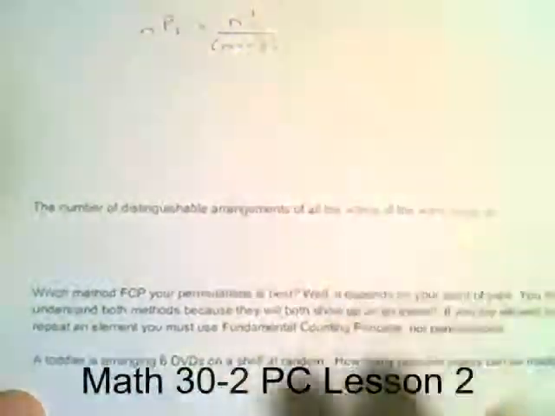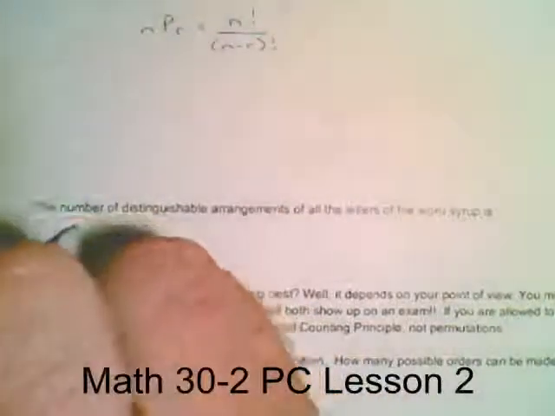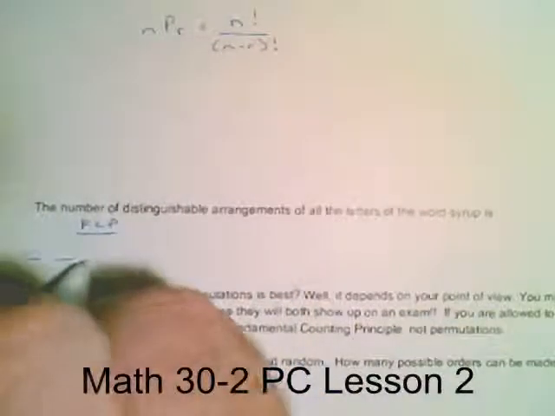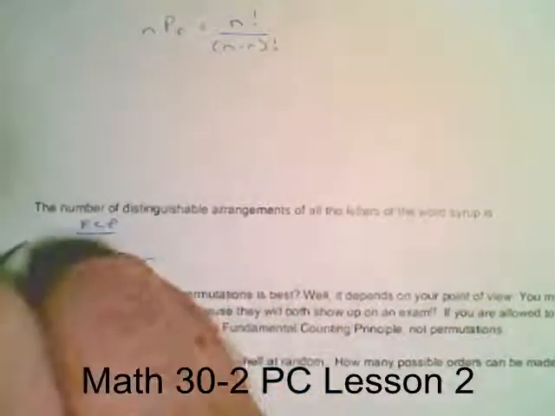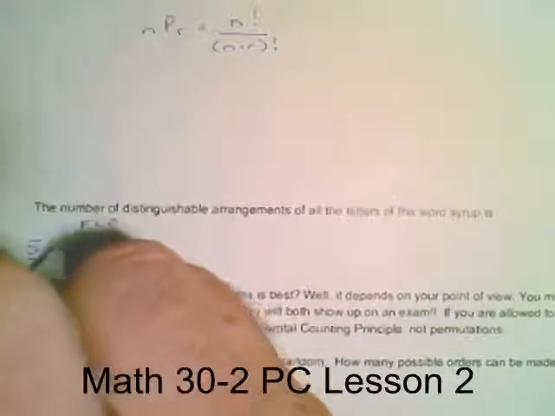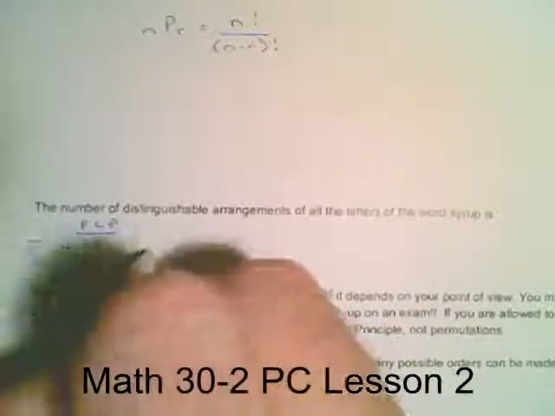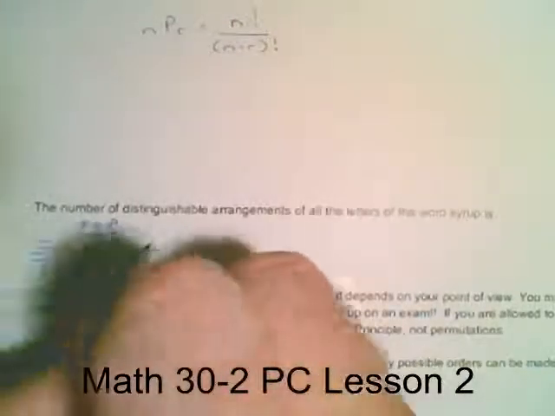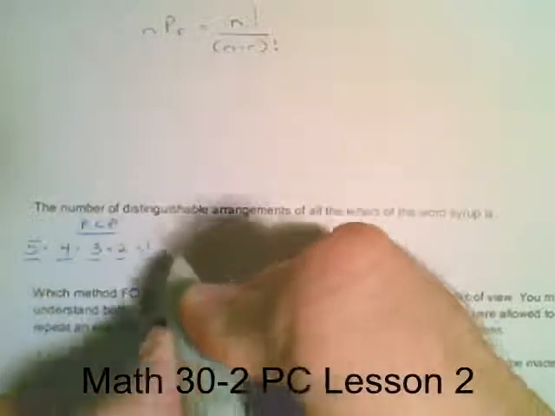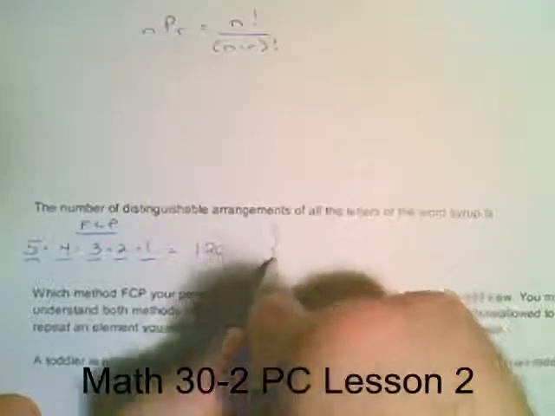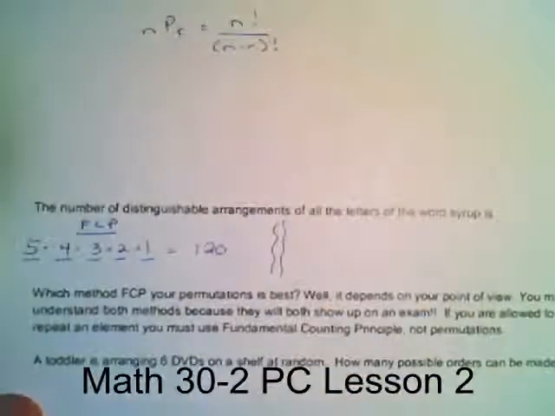This next one: determine the number of distinguishable arrangements of all the letters of the word syrup. There are 5 letters in syrup, so with the fundamental counting principle we think, there are 5 blanks, and 5 options for the first letter. Once I've chosen that, there are 4 options for the next, then 3, then 2, then 1. Multiplying them out, I get 120.